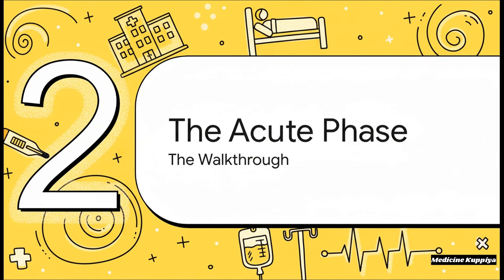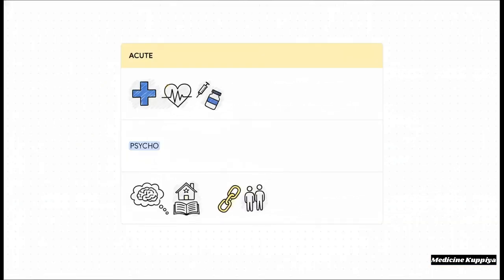Okay, so let's start populating our grid. We're going to begin with the acute phase. This is everything you need to do right when the patient is first admitted or when they're at their most unwell. Let's see what that looks like. And there it is. This is the first column of our grid, completely filled out. This slide is basically your checklist for day 1. It covers the immediate medical stuff, the initial psychological support, and all the crucial social and environmental setup.